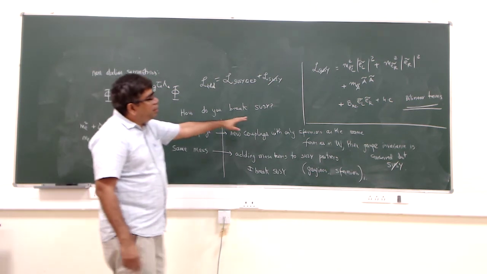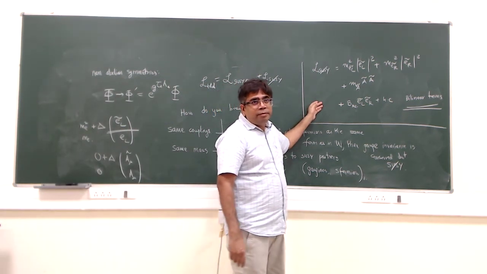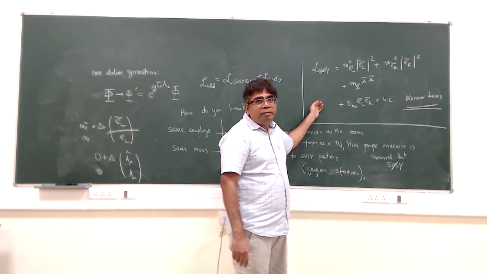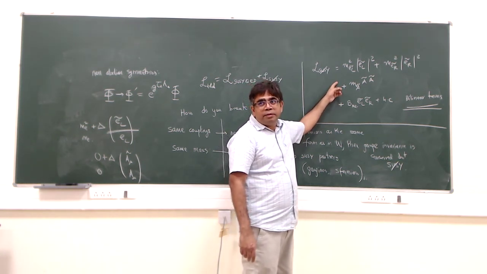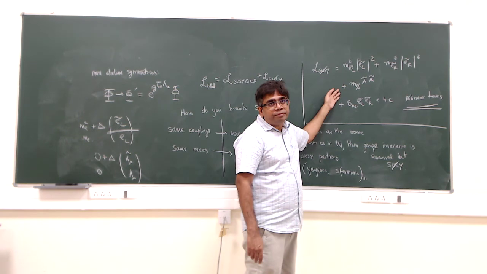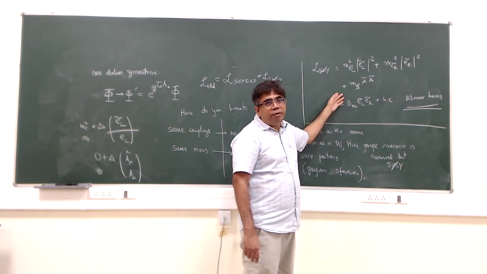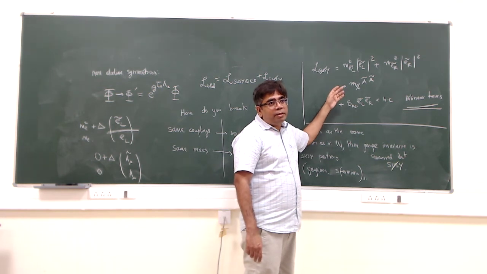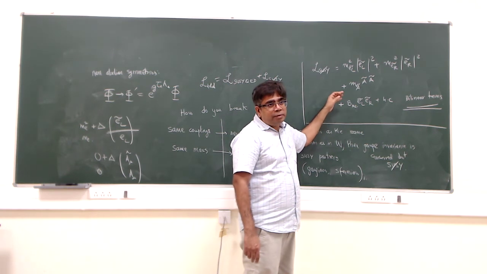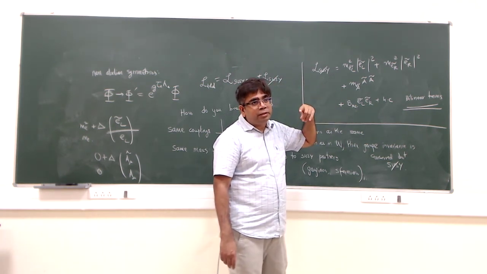Now this kind of breaking is called soft supersymmetry breaking. Why is it soft? All the breaking terms are dimensionful couplings, so such terms are called soft terms. Hard terms are lambda phi^4 type, g psi bar gamma mu psi A mu. Those are hard terms. They typically reintroduce renormalization effects essentially.